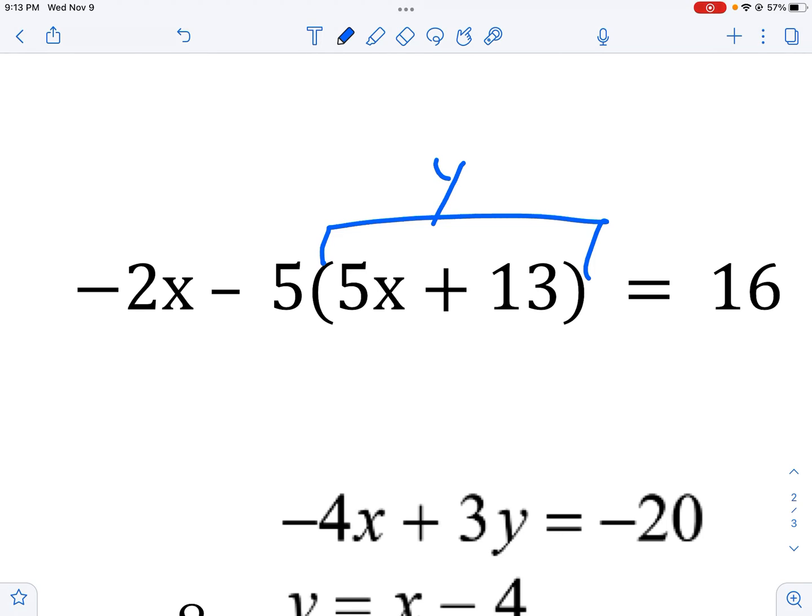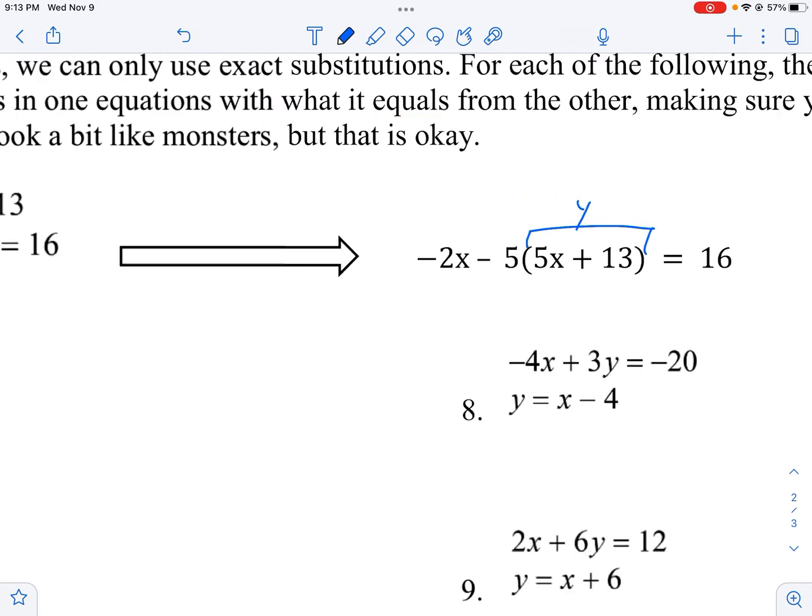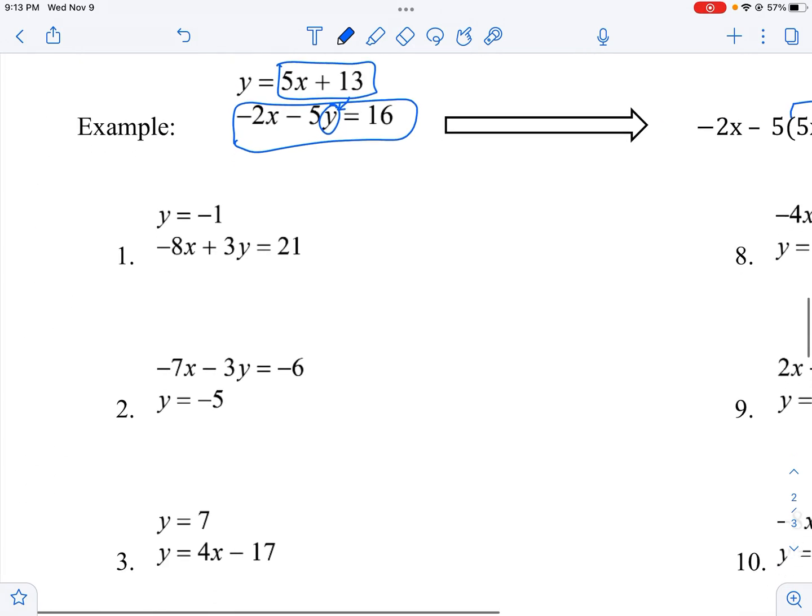When you do that replacement, when you substitute it in, you do have to put that in parentheses. So that's why there's parentheses here and not just 5x plus 13 written out. When you substitute in, you have to put it in parentheses. Otherwise, you're going to miss signs and miss distribution and a whole bunch of other things. It's going to mess up your algebra stuff. So make sure you replace it with parentheses.